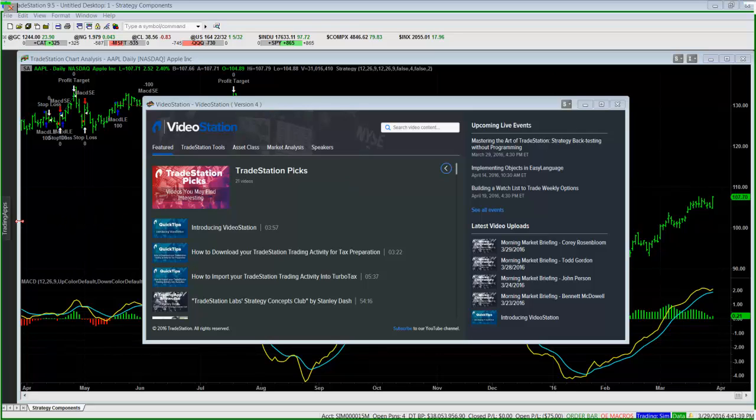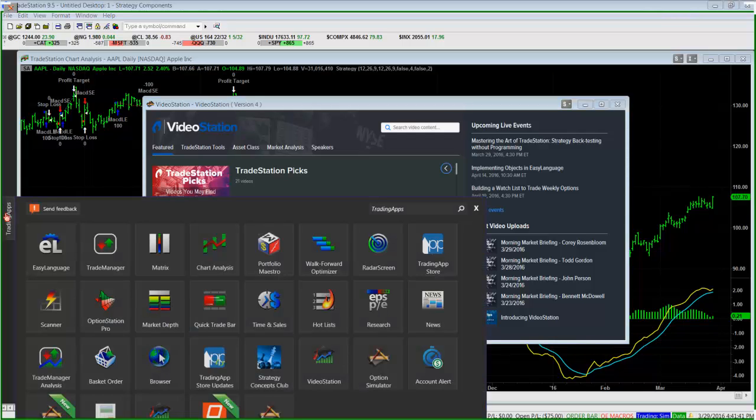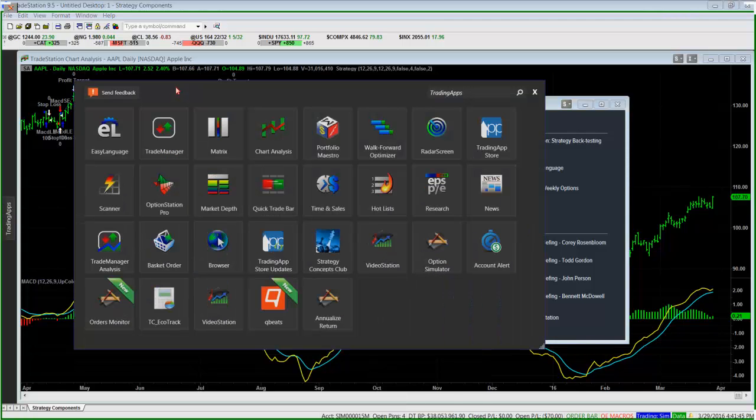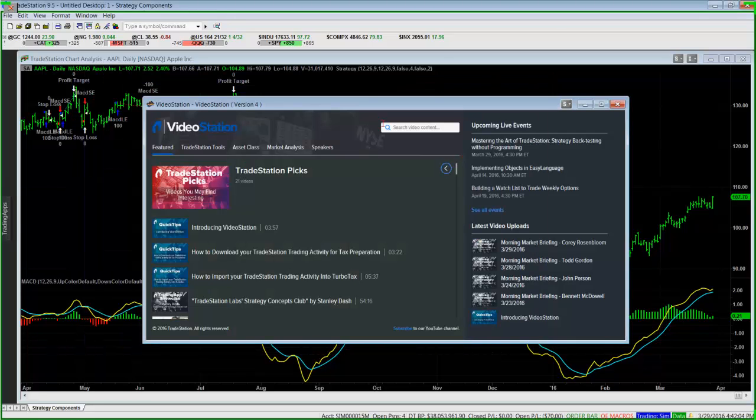And so here on the left, if I click on the Trading App selector, you'll notice now inside of your Trading App selector, inside of TradeStation, you'll find VideoStation. And so VideoStation now comes automatically with your TradeStation platform. You may have to log out and log back in if you're currently logged into TradeStation to see it, but that's where it is. And VideoStation has a number of playlists.